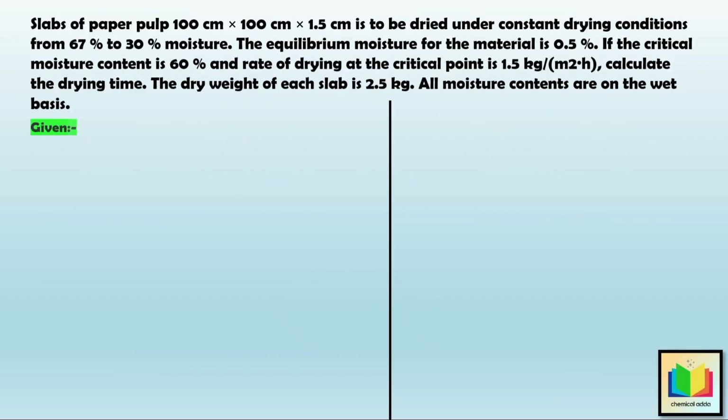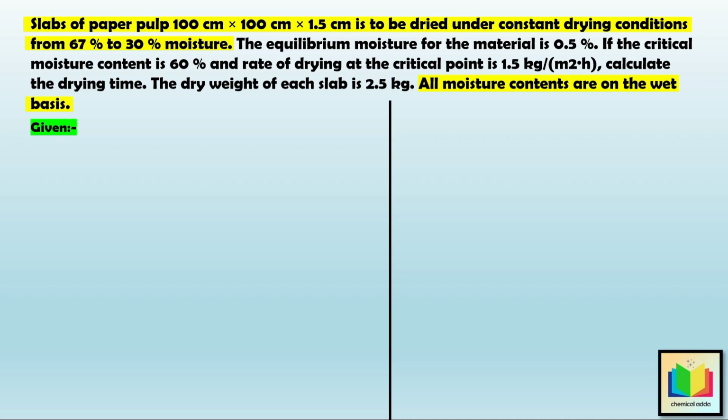So, in the example, we are given that all moisture contents are on a wet basis. This means that we are given moisture content on wet basis, which is denoted by small x. Then given that slabs of paper pulp 100 cm into 100 cm into 1.5 cm is to be dried under constant drying conditions from 67% to 30% moisture.